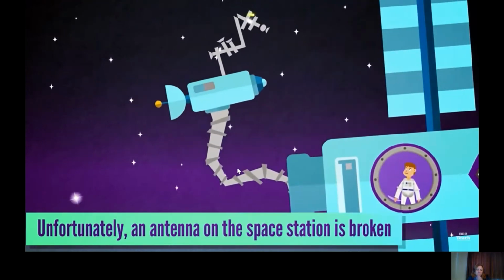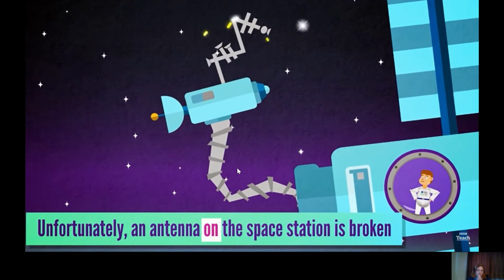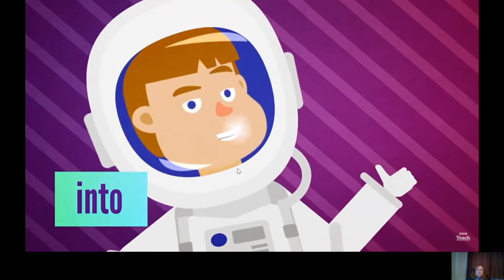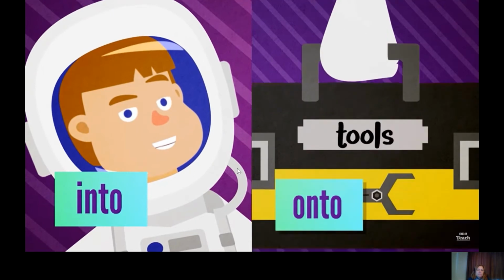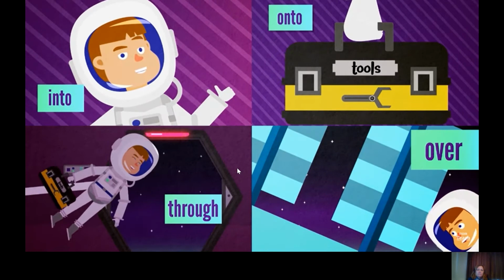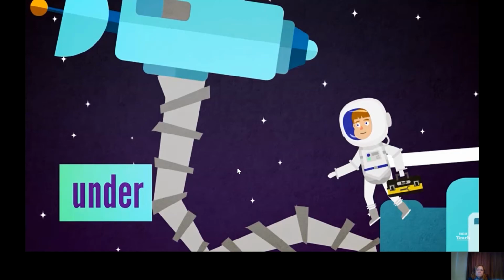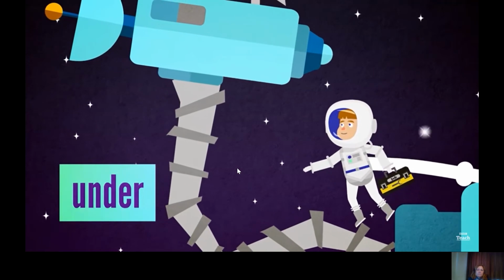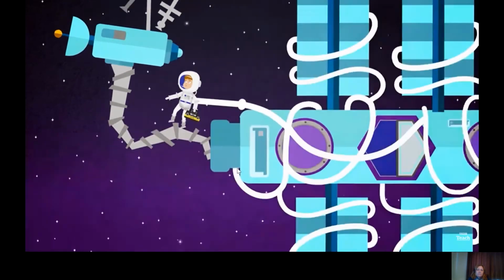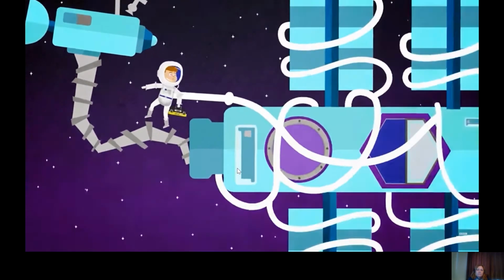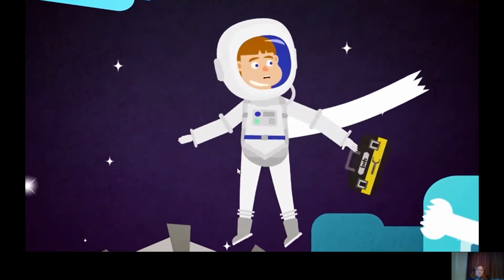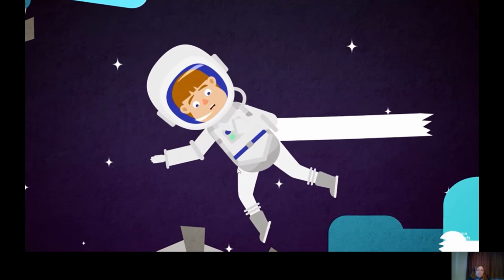Unfortunately, an antenna on the space station is broken. On is a preposition. So, Carl will need to get into a spacesuit, hang on to his toolkit, exit through the airlock, climb over the solar panels, and duck under the telescope. All with a tether trailing behind him, keeping him connected to the space station. Oh, that is one tangled tether. That looks bad. Very bad. Carl, did you forget to charge the jetpack?